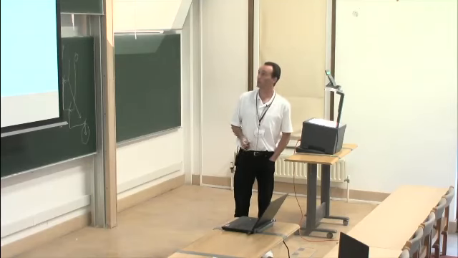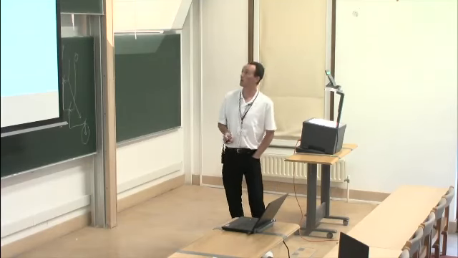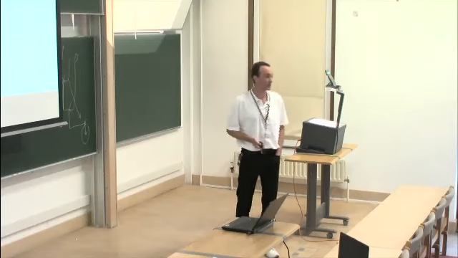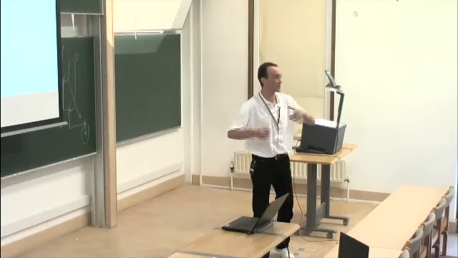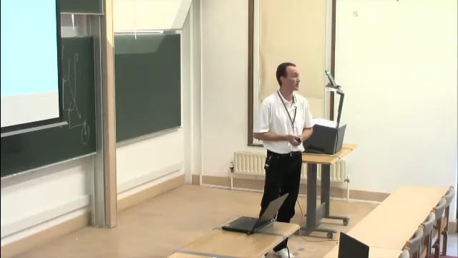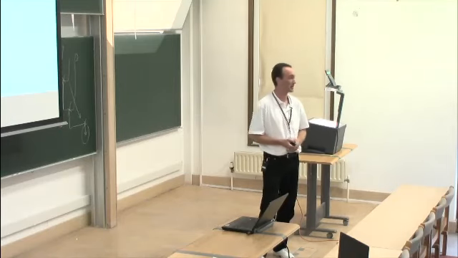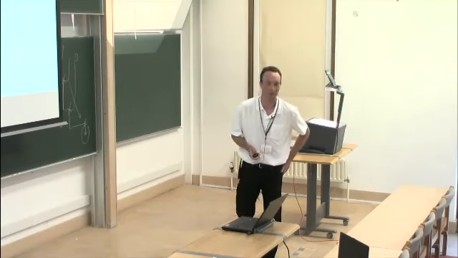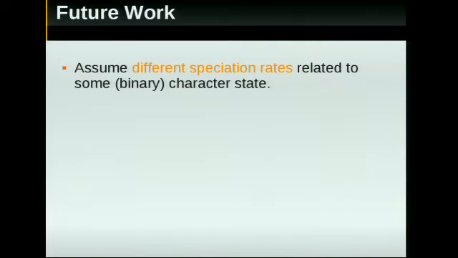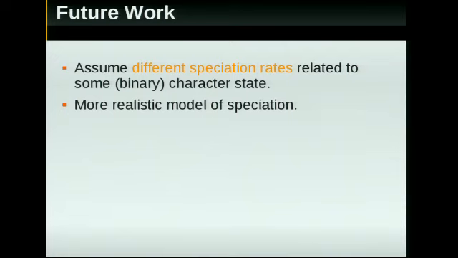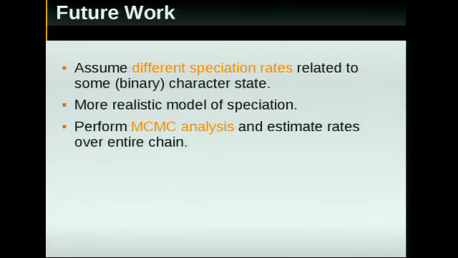So many different directions that we can still go into. One thing that we actually started with was to assume that we have different speciation rates that might be related to some character state. That turned out to be really hard, so we kind of made a step back and started doing this more simple case, and even that is already quite difficult. So this is still something that would be interesting to look at. Of course, we probably want a more realistic model of the actual speciation events.